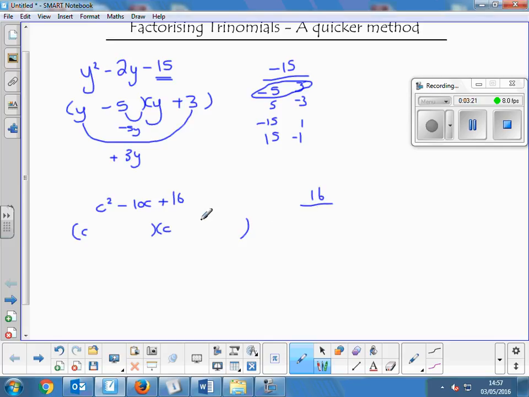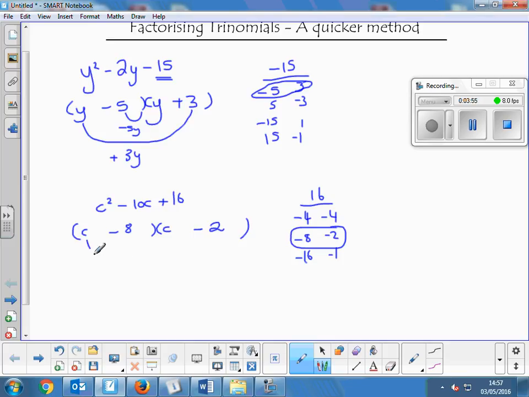Now in this case, we can see that they add together to get a negative. So positive factors are never going to add together to get a negative, so we may as well not bother writing them down. So we'll just write down all our negative factors of 16. So that's negative 4 times negative 4, and negative 8 times negative 2, and negative 16 times negative 1. And we think about which factor pair of these will add to get negative 10, and we can see that that will be negative 8 and negative 2. So c take away 8, and c take away 2.